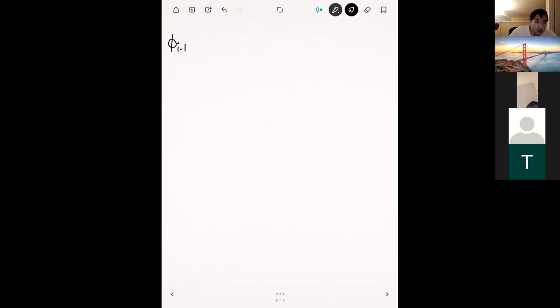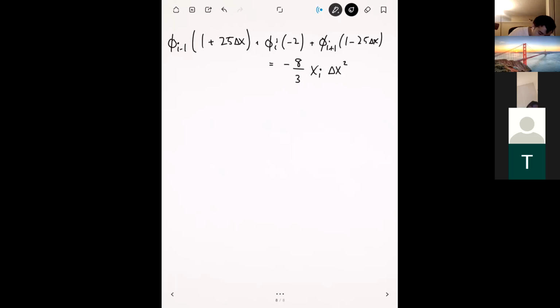Right. So first we have phi I minus 1. And then we have the coefficient for this guy. And so we have 1 plus 25 delta x, okay, plus phi I. And we have a coefficient of minus 2 here, okay? And then we have phi I plus 1. And we have 1 minus 25 delta x, okay? And this is equal to minus 8 over 3 xi delta x squared.